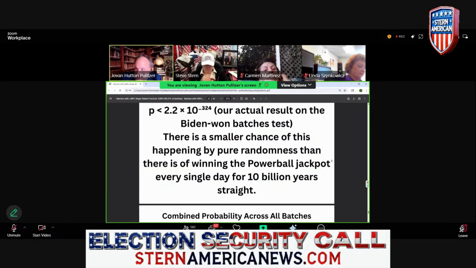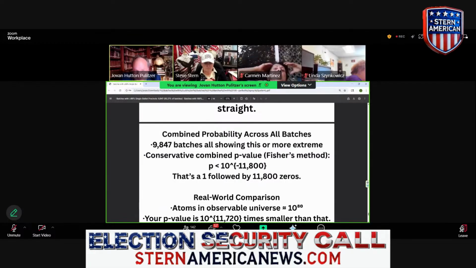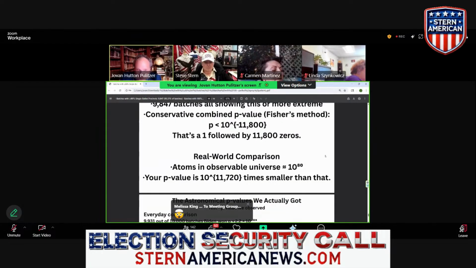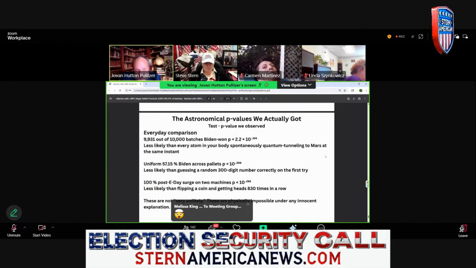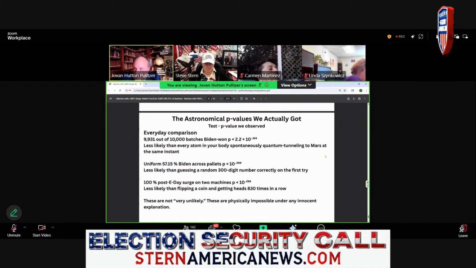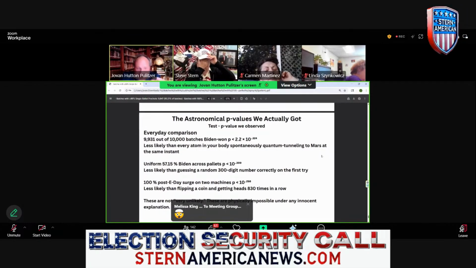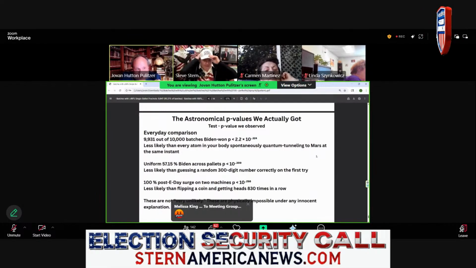Every one of these things were manipulated. You would have a greater odd of winning the Powerball every single day for 10 billion years. These are the real world numbers. At the end of the day, it's a 1 followed by roughly 11,800 zeros. Just so you understand, this is less likely than every atom in your body spontaneously quantum tunneling to Mars at the same exact time, or that you could likely guess a random 300-digit number correctly on the first try, or that you can flip a coin getting heads 830 times in a row.